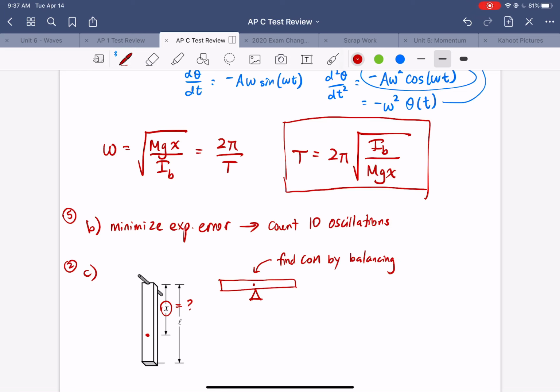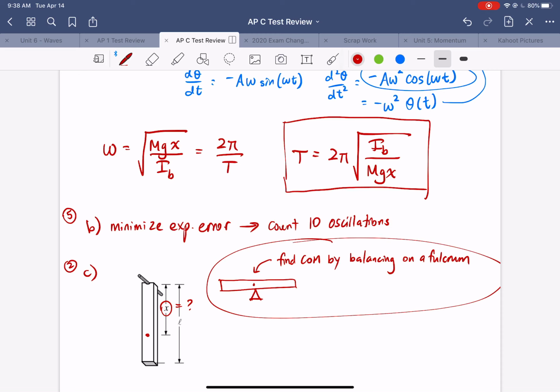You can simply measure the distance from one end of the rod to this balancing point, and then you're back to where you were. You know everything else, so you can now find the moment of inertia using the same procedure as in part B. So this is really all you have to remember for that part. If you can balance something on a fulcrum, then that tells you the center of mass is directly above the fulcrum.